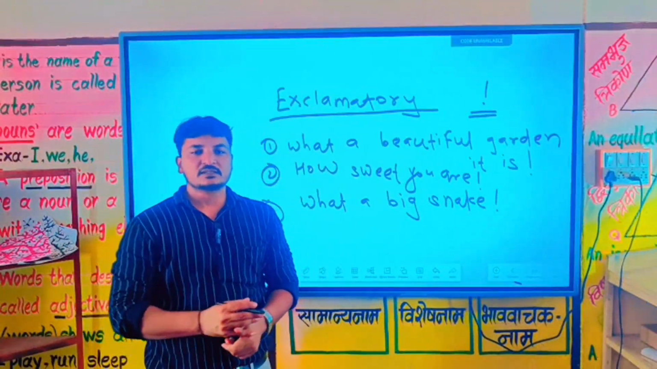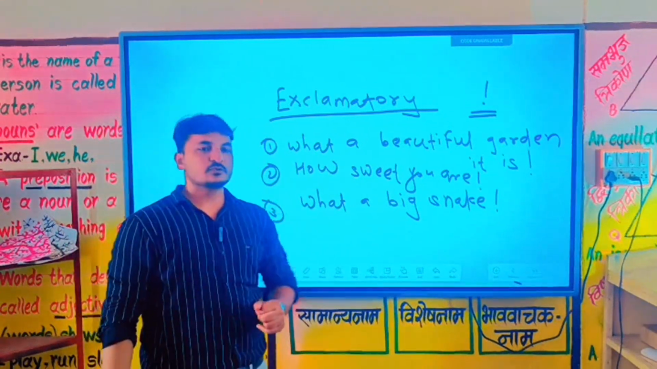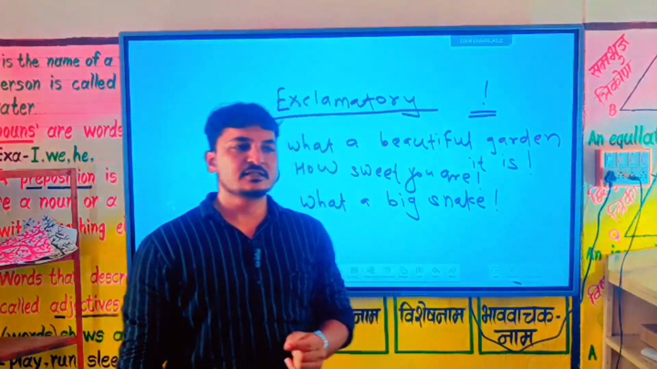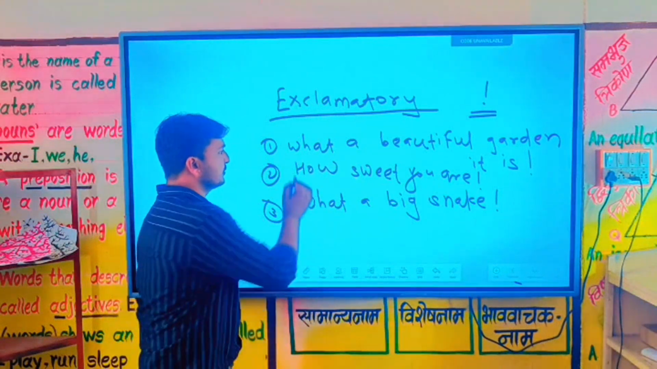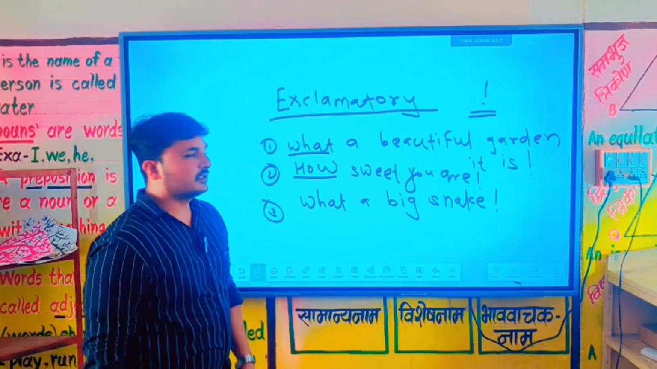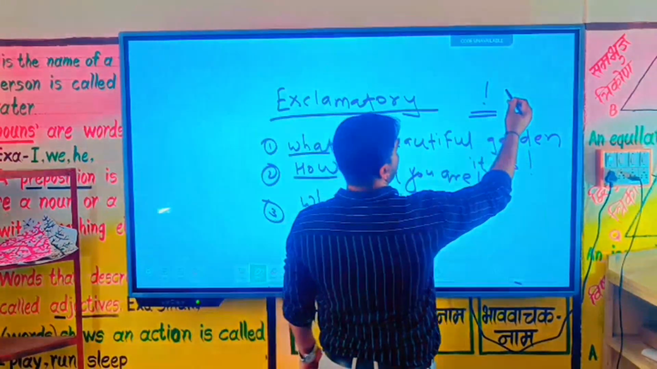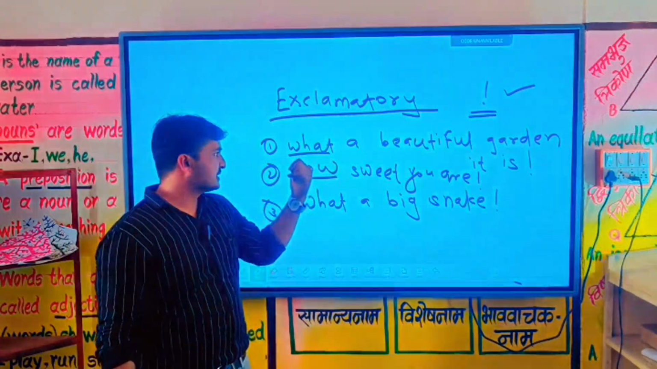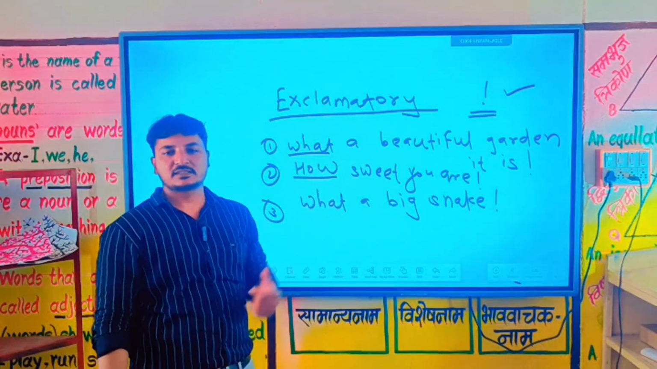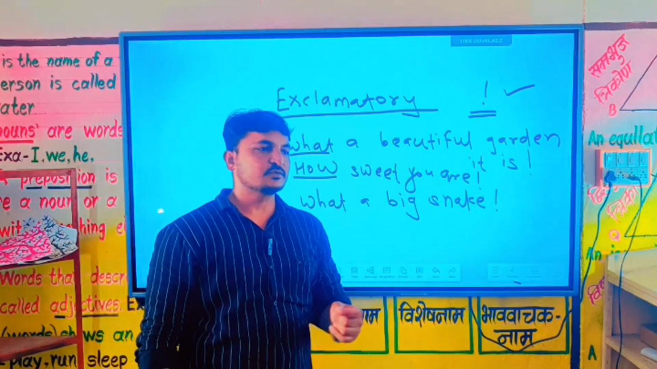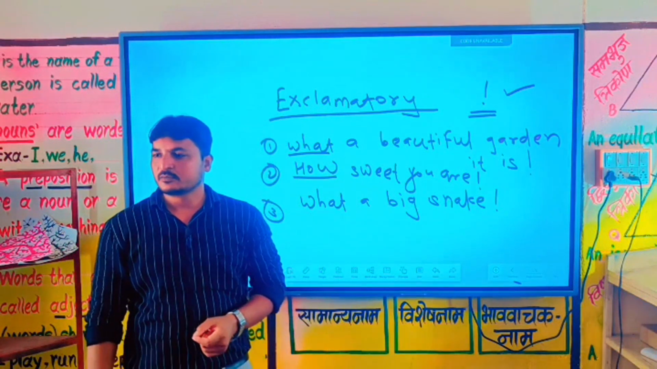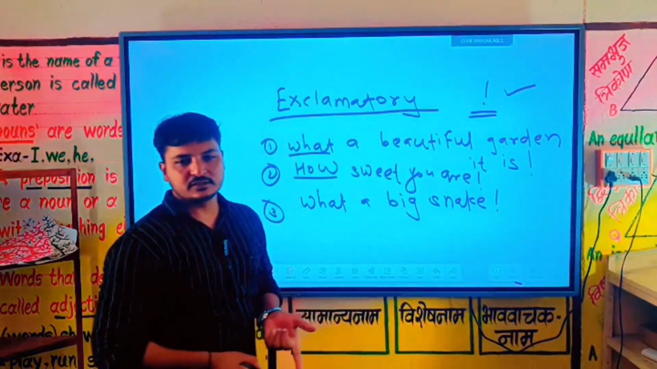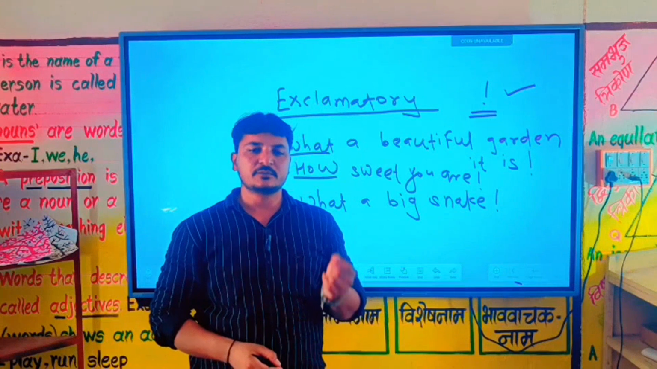Exclamatory sentence. Okay, this is the fourth type of sentence. So we have to understand how we can recognize the exclamatory sentence. The sentence starts with what and how, and if there is the exclamatory mark, this is the exclamatory mark. If there is the exclamatory mark in the sentence and the sentence starts with what and how, that sentence is called an exclamatory sentence. We can easily understand by seeing that if there is an exclamatory mark, the type of sentence must be exclamatory.